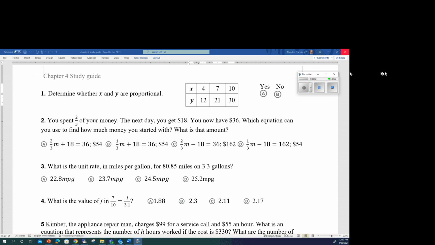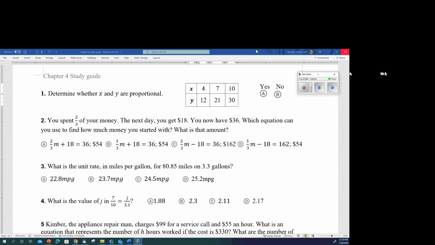All right, class, we're going to go ahead and prepare for this test on chapter 4. It says determine whether x and y are proportional. To do this, I can either take y and divide it by x, or x and divide it by y, each time, as long as I do it the same way. If they all equal the same thing, then it's proportional.